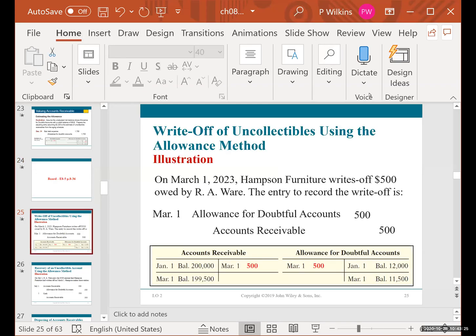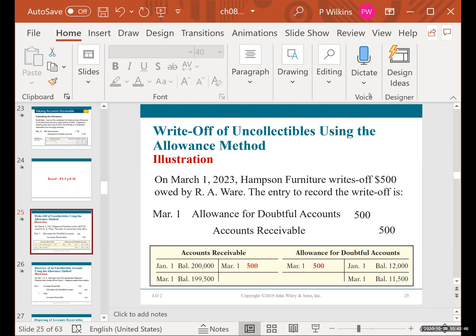Okay, so when you're using the allowance method, if you actually have an account call you and tell you that they're not going to pay their bill after you've done your allowance entry at the beginning of the year, you still do an entry to record that person not paying their bill. Okay. So this example here is showing that.